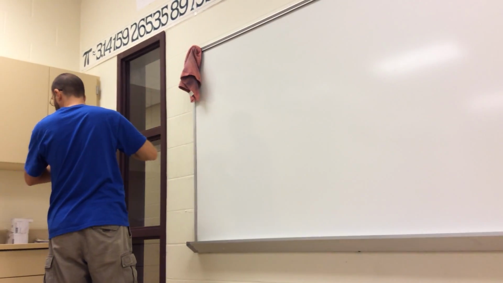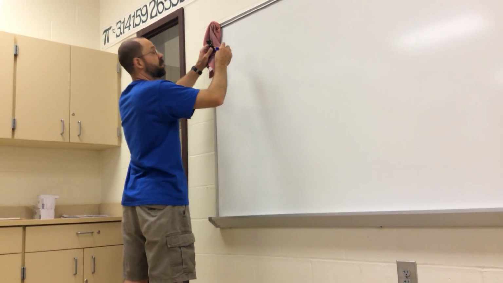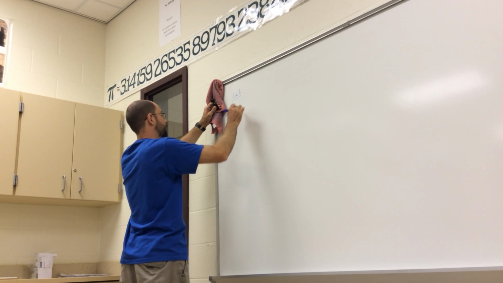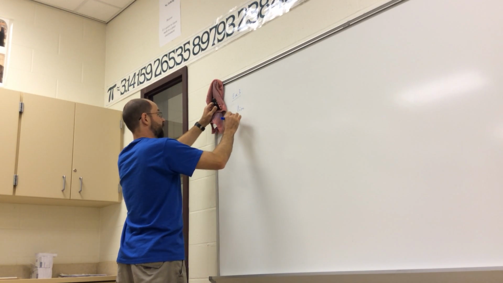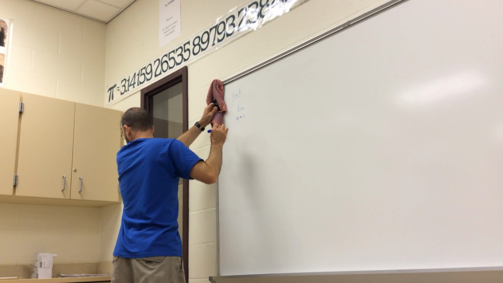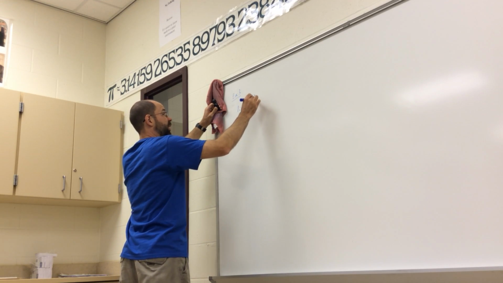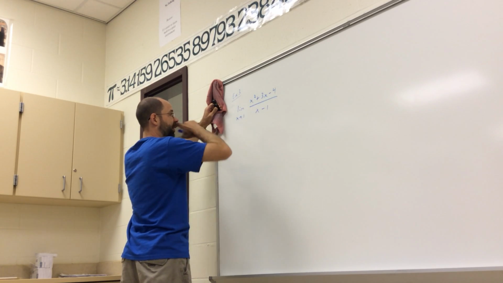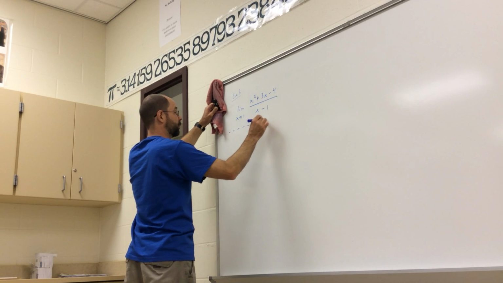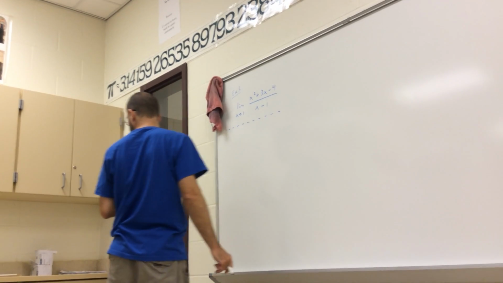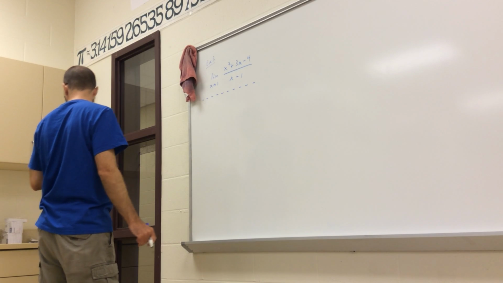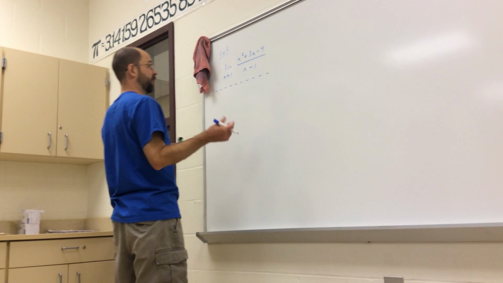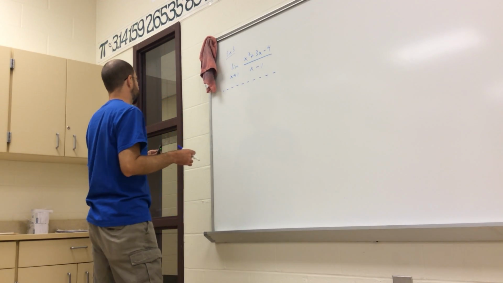Okay, next problem is example 3. I'm going to calculate the limit as x approaches 1 of x squared plus 3x minus 4 all over x minus 1. Okay, so since we're working on limit laws, let's try using the limit laws.